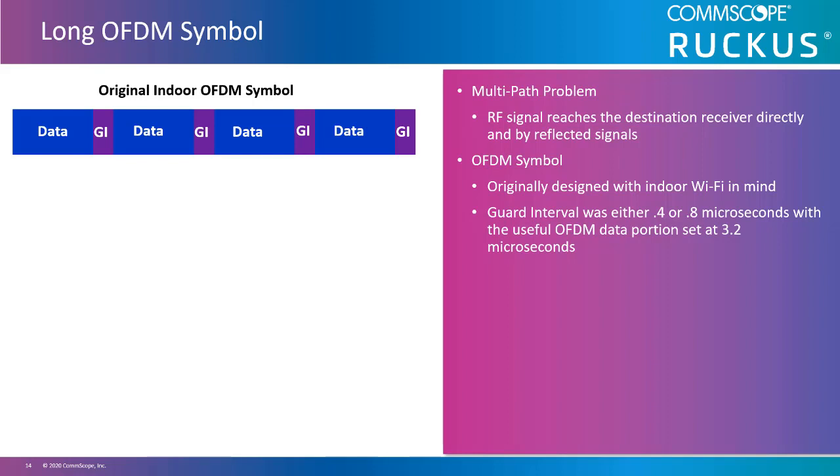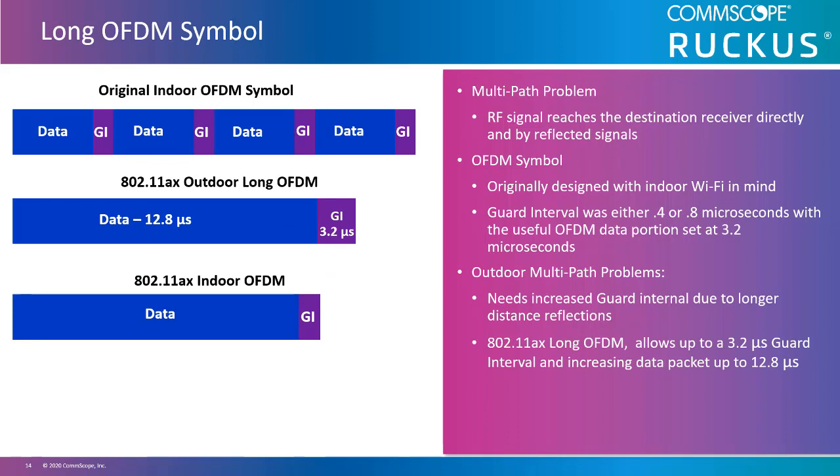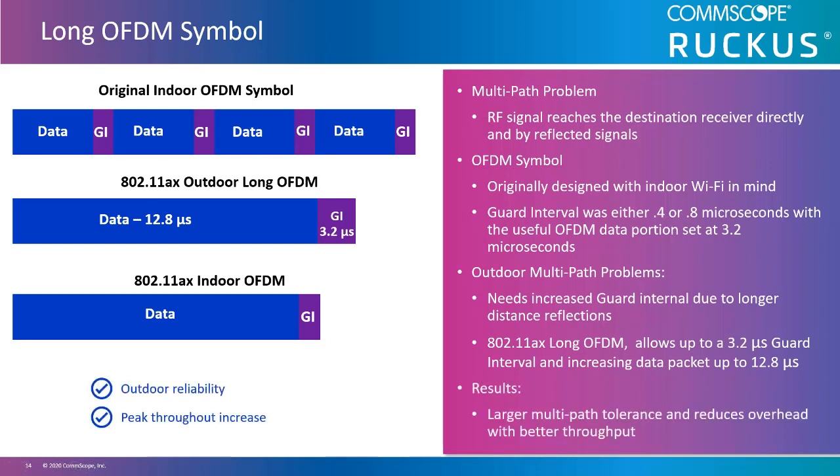The guard interval was either 0.4 or 0.8 microseconds, with the useful OFDM data portion set to 3.2 microseconds. When using Wi-Fi outside, the guard interval needs to be increased to compensate for longer distance reflections. 802.11ax long OFDM allows up to a 3.2 microsecond guard interval, with the data packet area being increased 4 times to 12.8 microseconds. This gives us a much larger multipath tolerance, reduces overhead, and gives us much better throughput, making outdoor Wi-Fi more reliable and dependable.